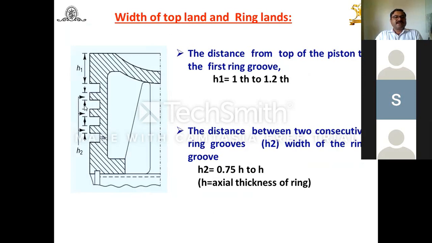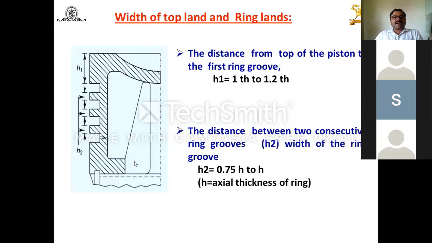That means this gap. This is H2, that we have to find out. This H1 is given as 1 times the thickness of the head, or 1.2 times the thickness of the head. Directly we get H1 equal to 1 times the thickness of the head, which is calculated by using strength or heat dissipation criteria.